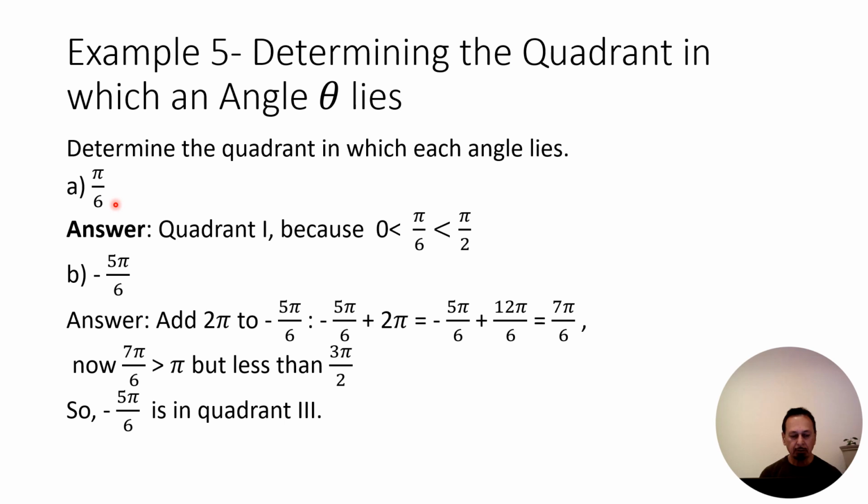Example. We're given pi over 6 and we want to know which quadrant theta lies in. Well, pi over 6 is less than pi over 2 but bigger than 0, so the answer is quadrant 1. Next, minus 5 pi over 6. To answer this, either you draw it, or you just add 2 pi and see what you get. If you add 2 pi, you get 7 pi over 6. 7 pi over 6 is bigger than pi but less than 3 pi over 2. So minus 5 pi over 6 is in quadrant 3.